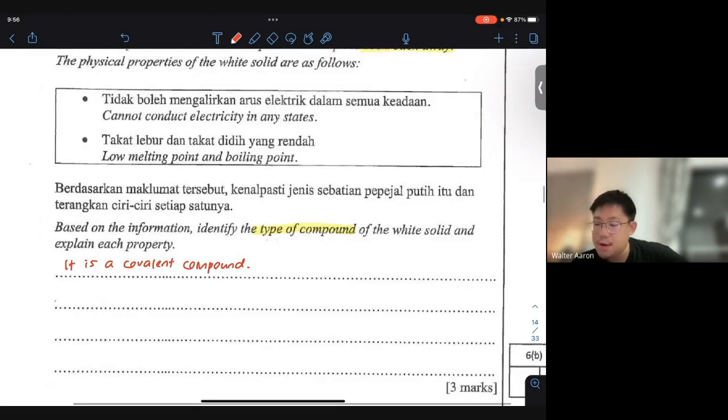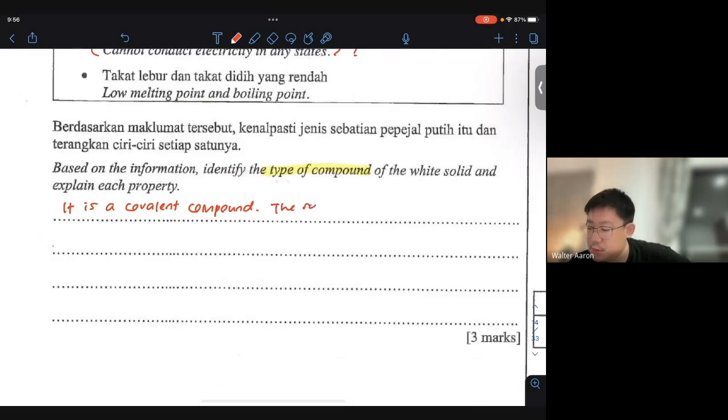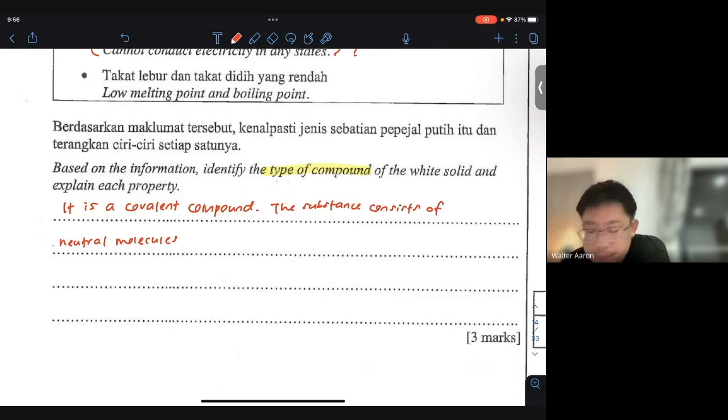Okay, and then why can it not conduct electricity in any states? So you say over here, the substance consists of neutral molecules that do not have free moving ions to carry electrical charges.